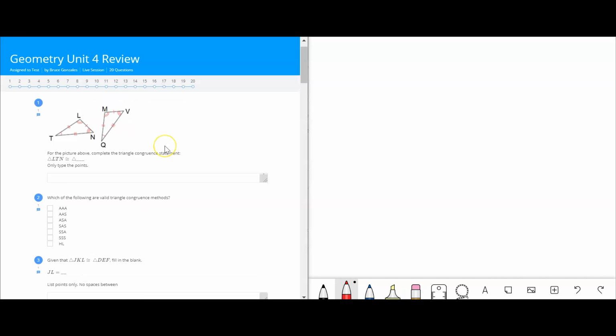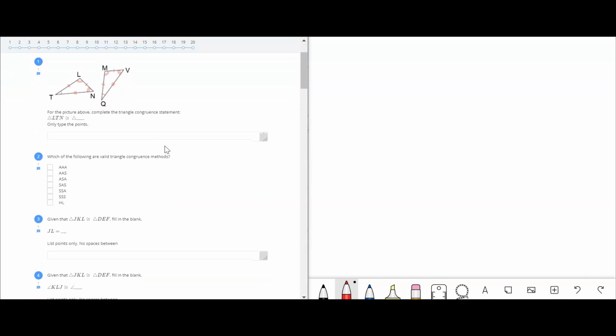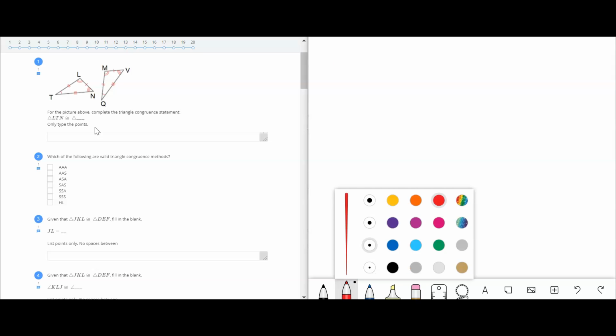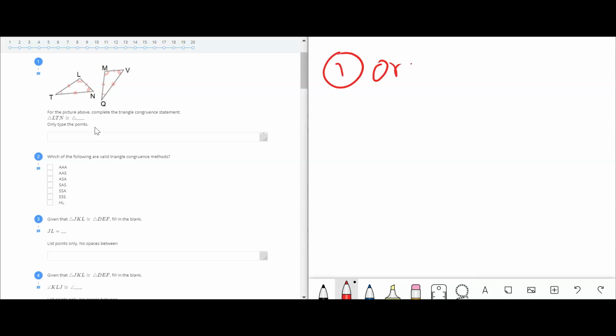All right, geometry. So we're doing this review, unit 4. Number 1 says, for the picture above, complete the triangle congruent statement, LTN. I want to remind you on number 1 that order matters whenever you are naming triangles or angles. So if we have LTN, that's 2 arcs, 1 arc, 3 arcs. We're going to do 2 arcs, 1 arc, 3 arcs, MQV. So please remember, order matters.